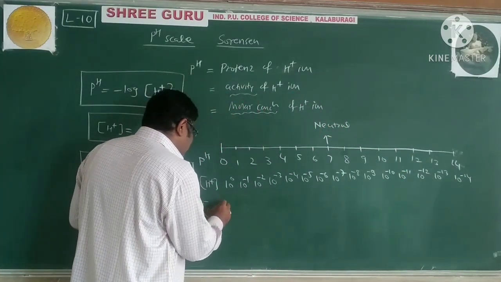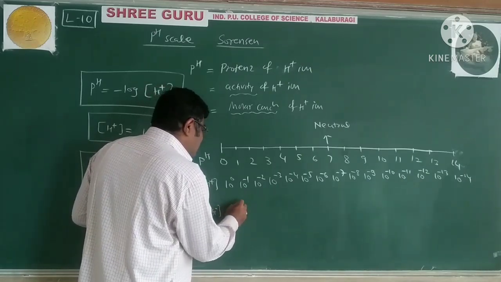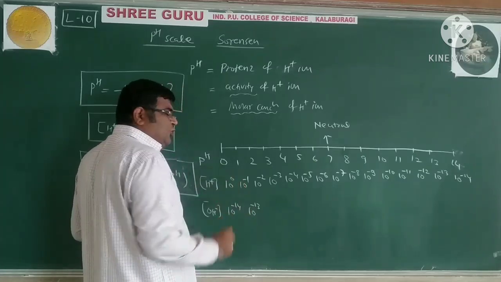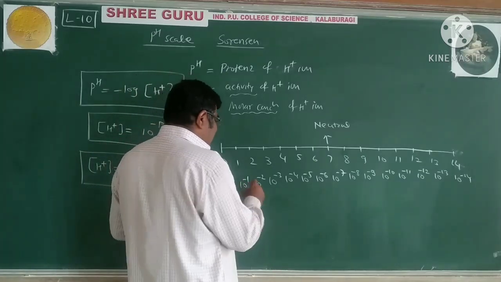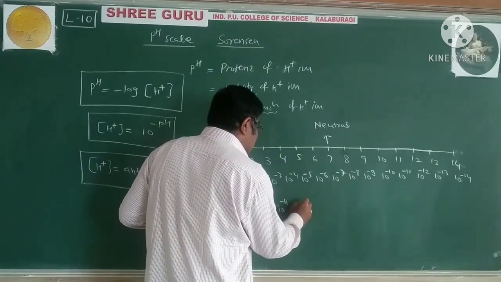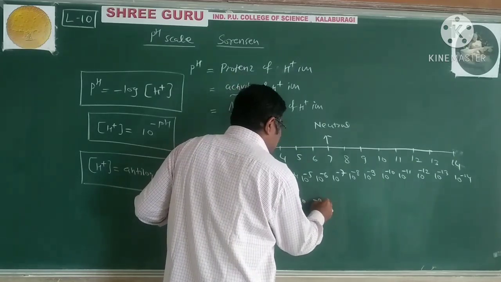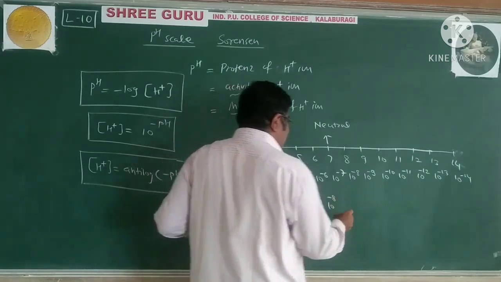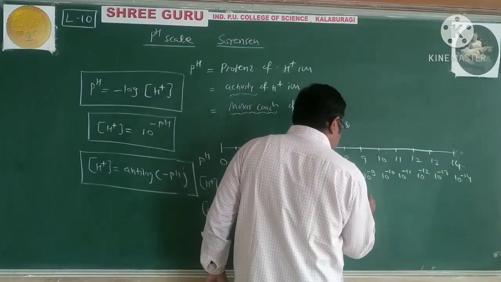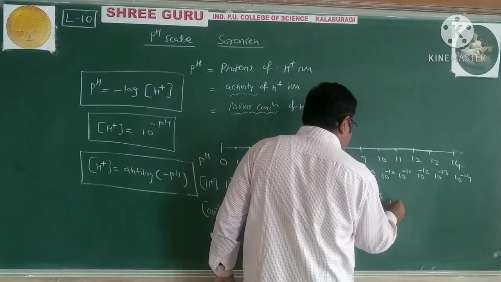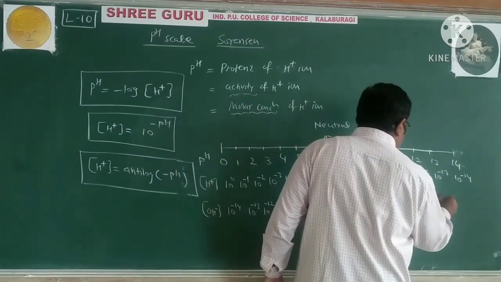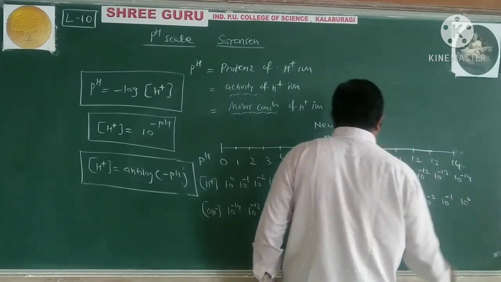What are the OH minus ion concentrations then? 10 raised to minus 14, 10 raised to minus 13, so that they become equal to 10 raised to minus 14 if you multiply them. This is 10 raised to minus 12, this is 10 raised to minus 11, this is 10 raised to minus 10, this is 10 raised to minus 9, this is 10 raised to minus 8, this is 10 raised to minus 7, so that it becomes neutral. This is 10 raised to minus 6, this is 5, this is 4, this is 3, this is 2, this is 1.